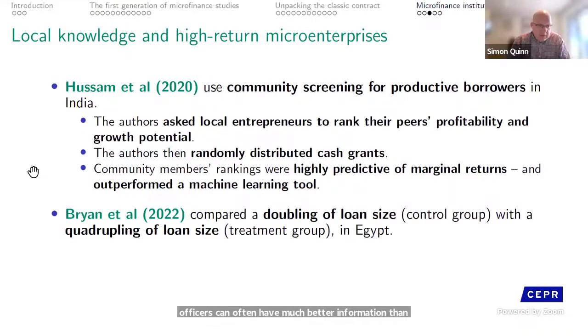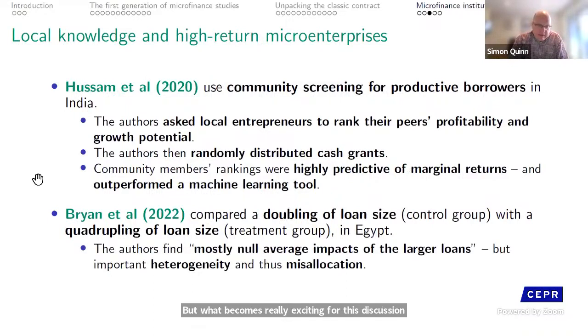This relates to more recent work by Garrett Bryan and co-authors, Adam Osman and Dean Karlan, who ran a very exciting experiment in Egypt in which they doubled the loan size in a control group and then quadrupled the loan size with an increased repayment period in a treatment group. So it's a paper in part about what happens if you increase loan sizes. But what becomes really exciting for this discussion here is the results about heterogeneity, because the authors find, as they put it, mostly null average impacts of these larger loans. However, using recent machine learning methods, particularly the Chernozhukov et al. method, they then find important heterogeneity among borrowers, which then has implications for misallocation of lending by the microfinance institution.